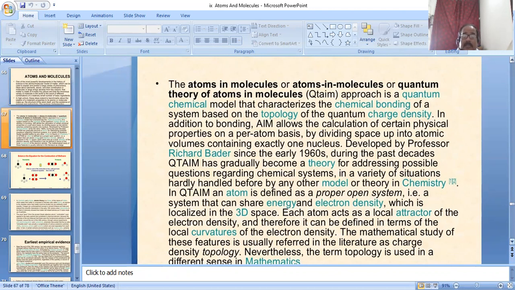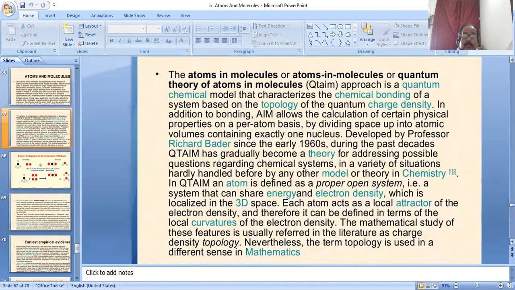During the past decade, quantum theory of atoms in molecules has gradually become a theory for addressing possible questions regarding chemical systems in a variety of situations, hardly handled before by any other theory in chemistry. In this theory, an atom is defined as a proper open system, a system that can share energy and electron density, which is localized in 3D space.